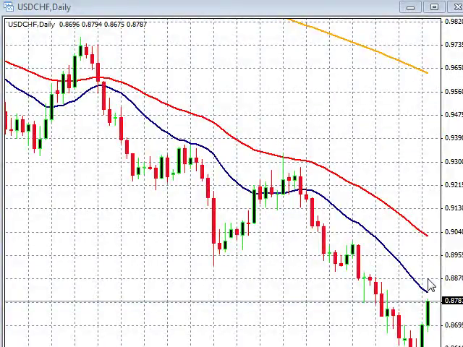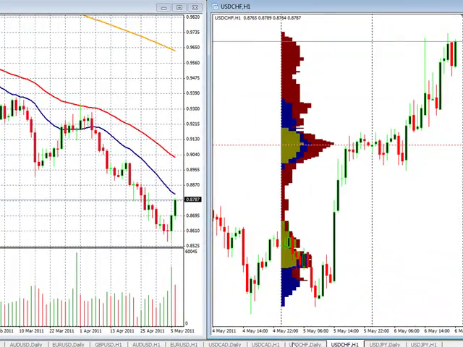Personally, I'd rather let it hit the 20 moving average since it's so close, close the candle, and then tell us whether or not we want to go to the 50 or whether or not we're going to pull back to make a new low.